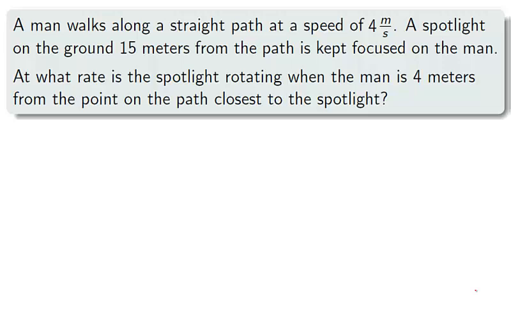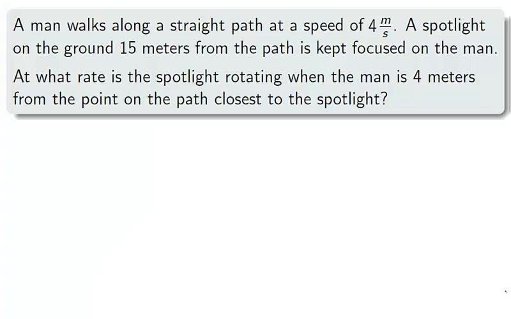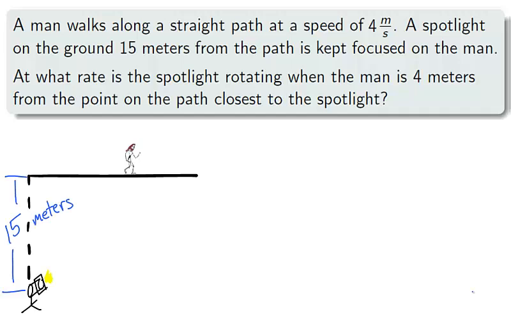Like our drawbridge problem, a diagram is often helpful when answering questions 1 through 3. Take a few minutes to challenge yourself. Pause the video and solve the problem. Let's begin with a diagram. We begin with a man who's walking along a straight path. A spotlight on the ground 15 meters from the path is kept focused on the man. As the man walks to the right, the spotlight will be rotating with him.